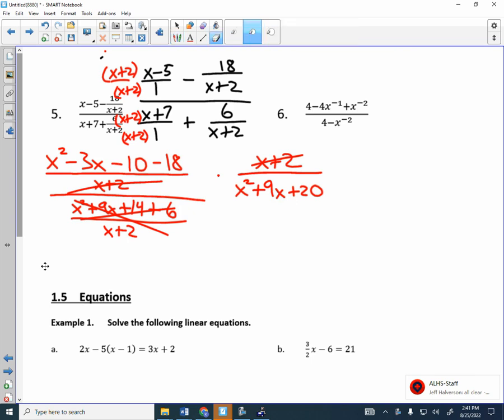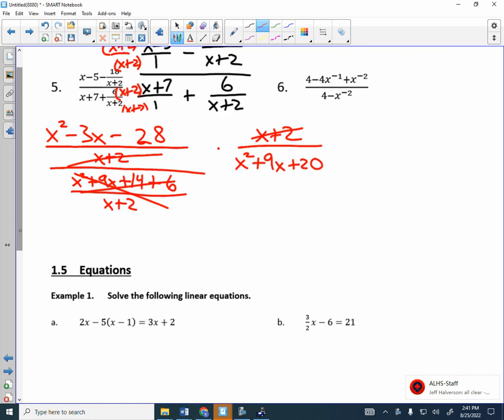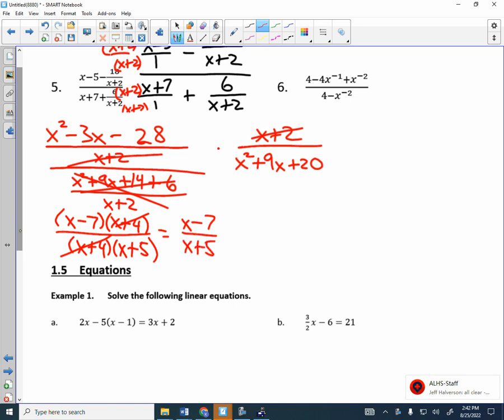So is it possible that the top and bottom factor to where something might cancel? It is. So let's just check. What does this top factor to? x minus 7, x plus 4. And the bottom factors to x plus 4, x plus 5. So it looks like the x plus 4's do cancel, and I'm left with x minus 7 over x plus 5. We good? Okay. Last example.